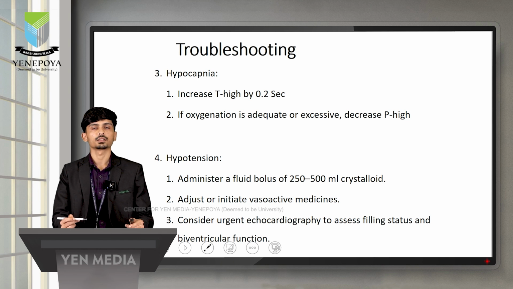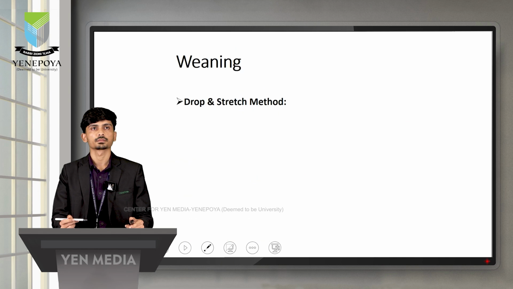Moving on, if you see hypotension when the patient is on this mode, what will you do? This is mainly focused on medications or fluid administration. A fluid bolus of 250 to 500 ml of crystalloids can be given. If that doesn't work, you can start the patient on vasoactive medications. If it still doesn't work, you might want to go ahead and do an echocardiography.